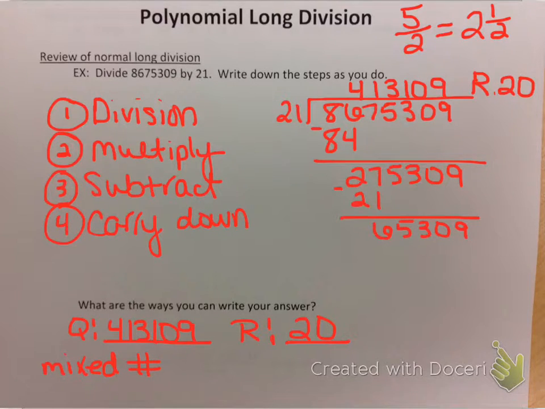So for this problem, our mixed number would be 413,109 and 20 21sts. We write our remainder over our divisor.